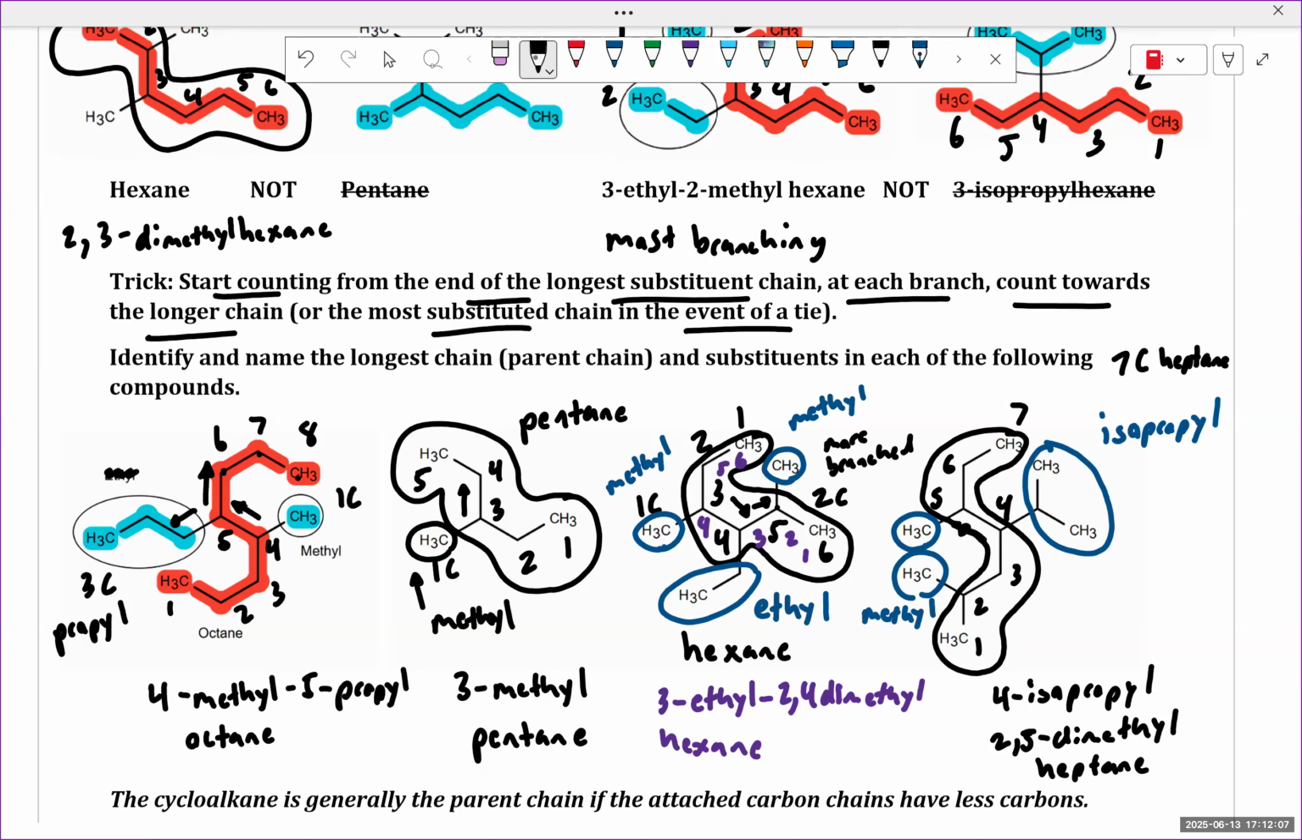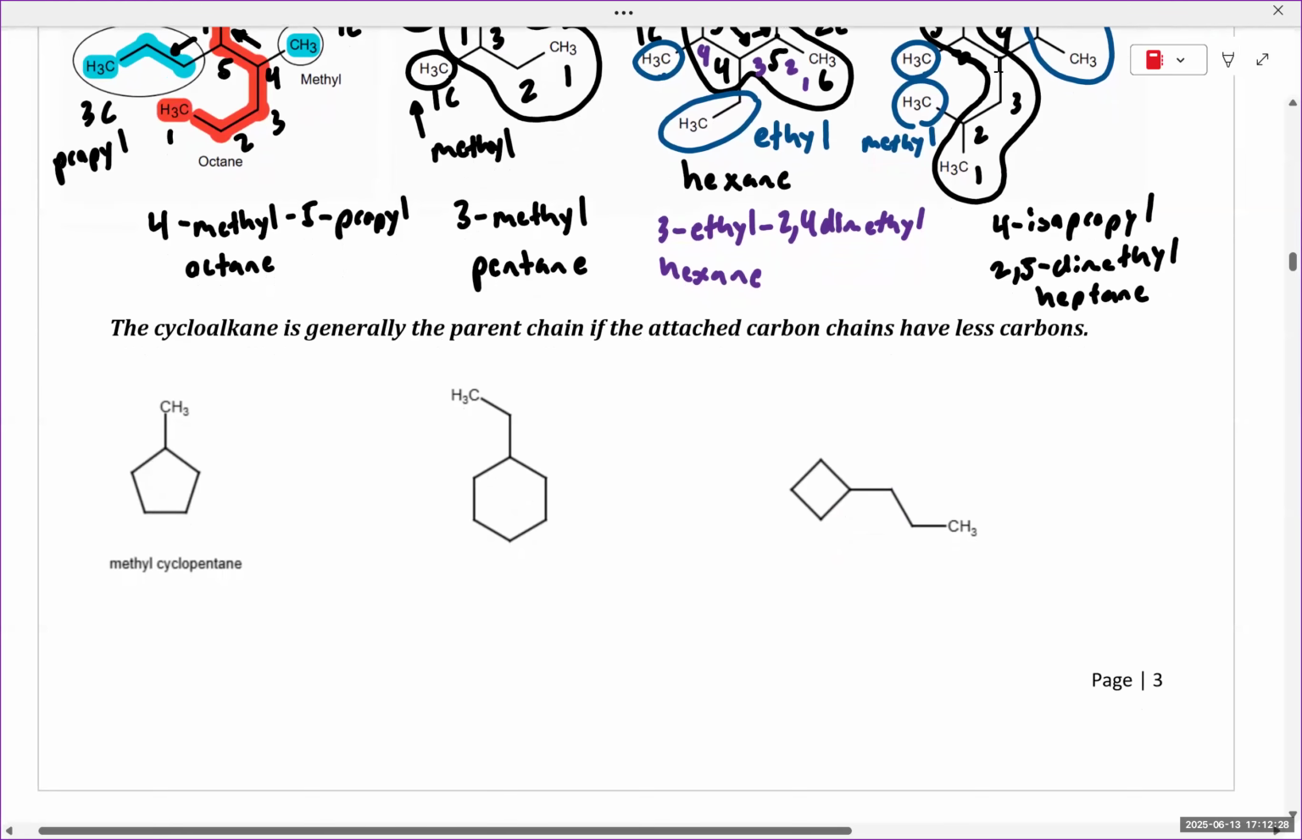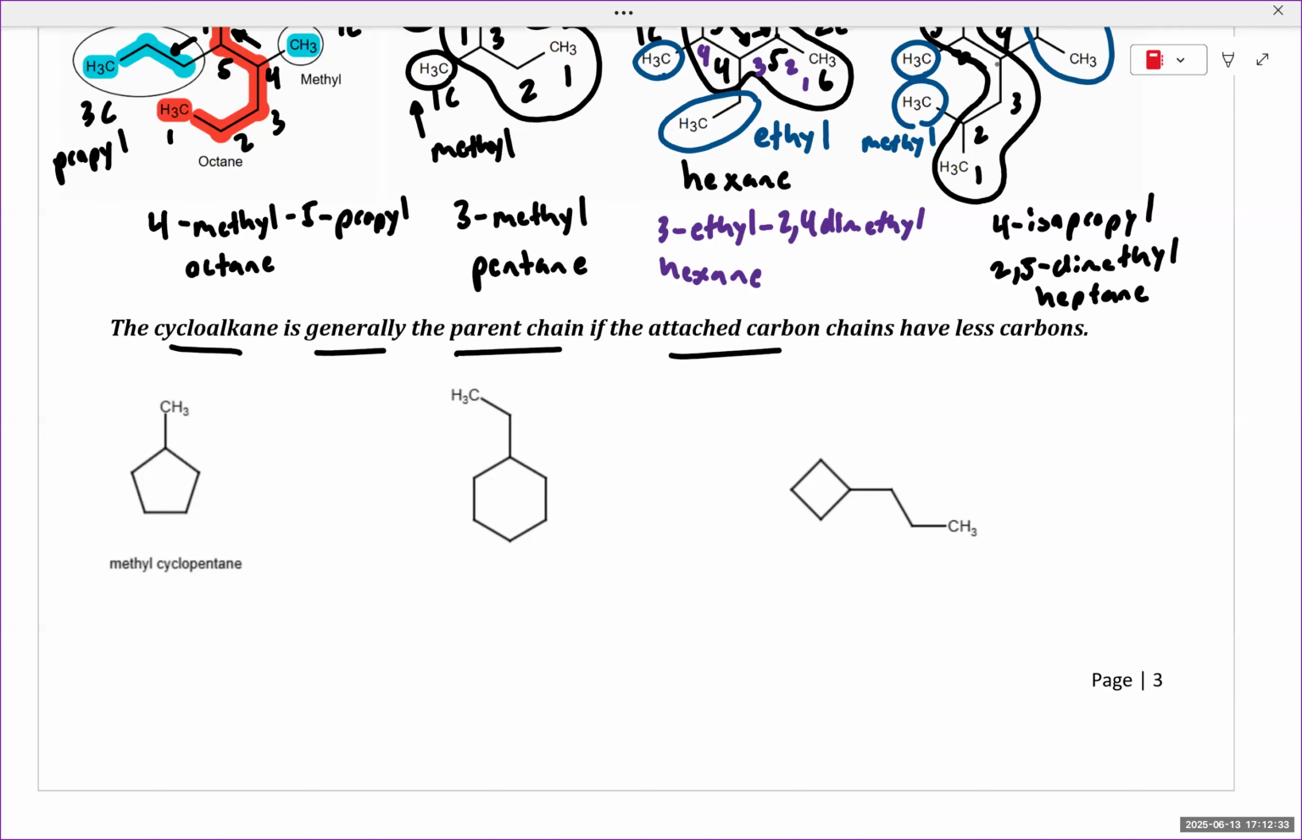So this method of counting down the longest chain, and each time you hit a juncture, you count towards the longer chain, is a generally quick and efficient way to identify the longest chain with the most branching. One other rule of thumb that's important to note is that the cycloalkane is generally the parent chain if the attached carbon chain has fewer carbons. So for example, in this case, this compound will be named as methyl cyclopentane.